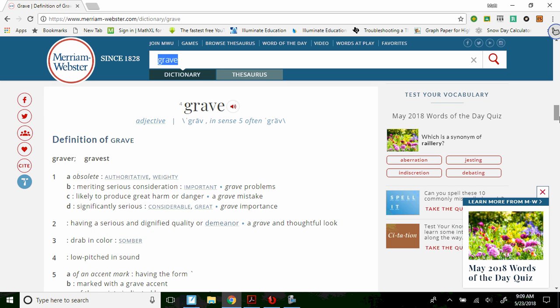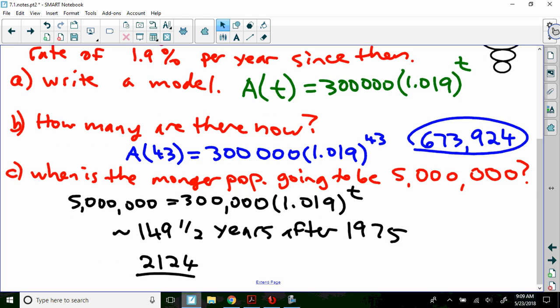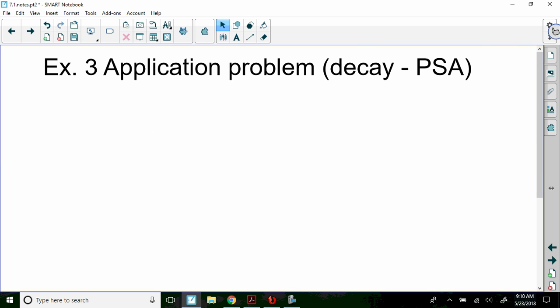This is meriting serious consideration, likely to produce great harm or danger, significantly serious. We're going to talk about the human body for a minute. Okay. So example 3, an application problem.